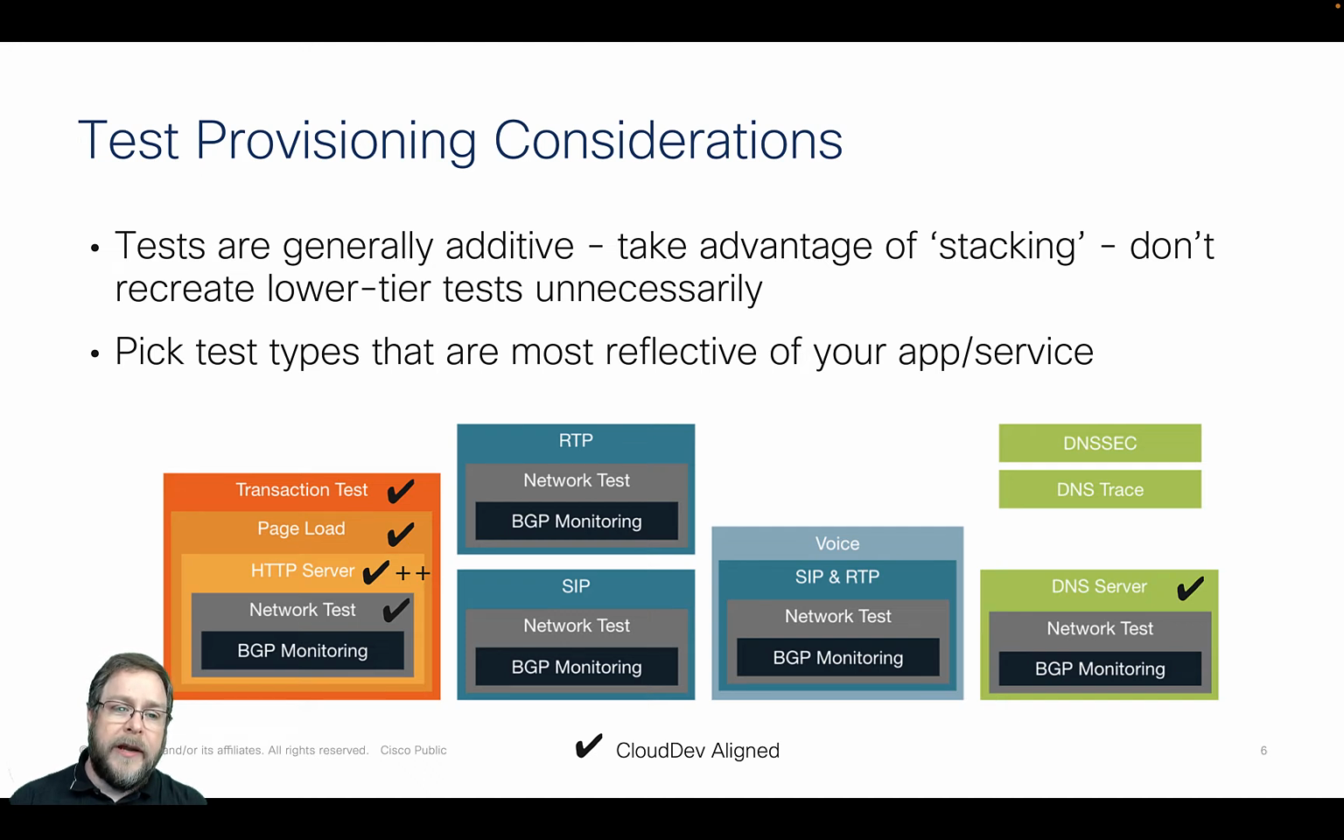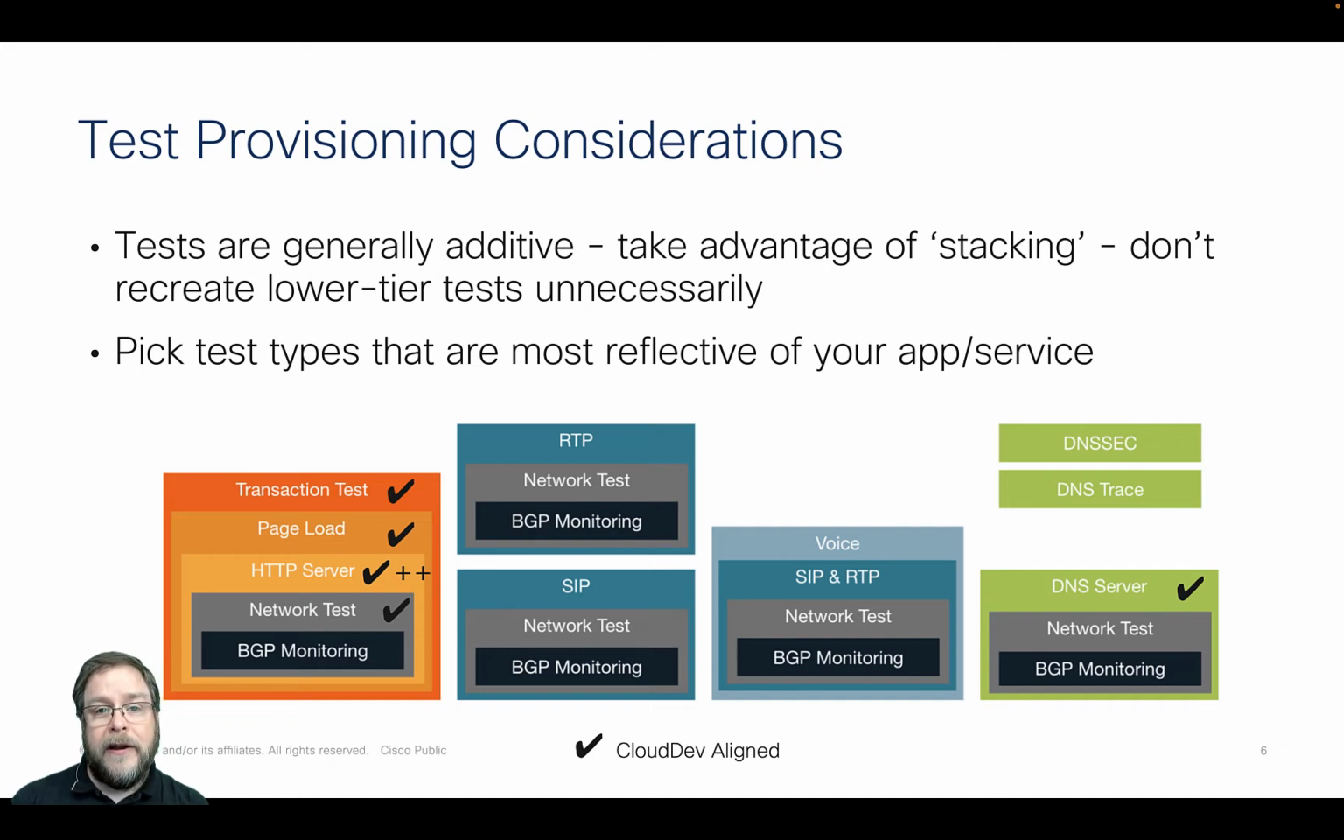Remember, when you're building tests, to provision them in an additive form. So they are pretty much stacked together. You don't have to recreate the lower tier tests. So don't do that. When you're thinking about your tests, ask yourself, is this an API type test? Then you might use the HTTP server test. When you use that, you get the benefit of the network test and the BGP monitoring test.